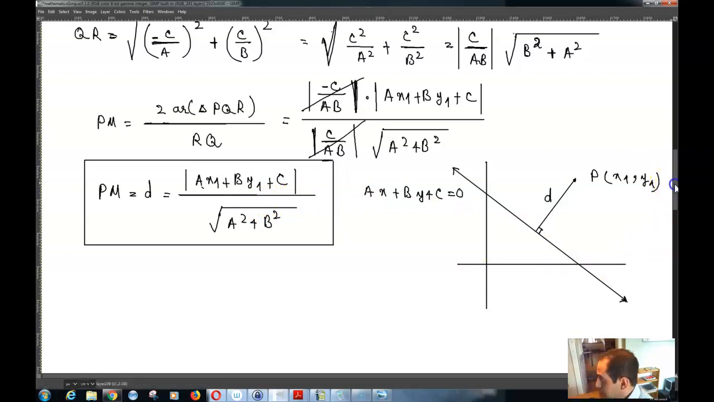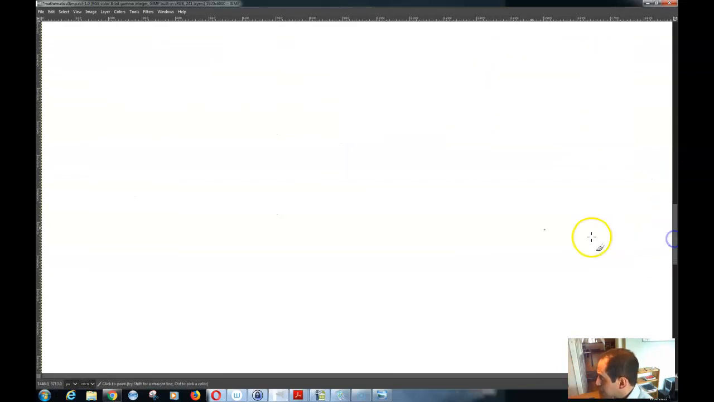The next thing is the distance between two parallel lines that we will do in this video as well, and then we will have some exercises. Okay, so the next concept that we need here is related to these two lines.